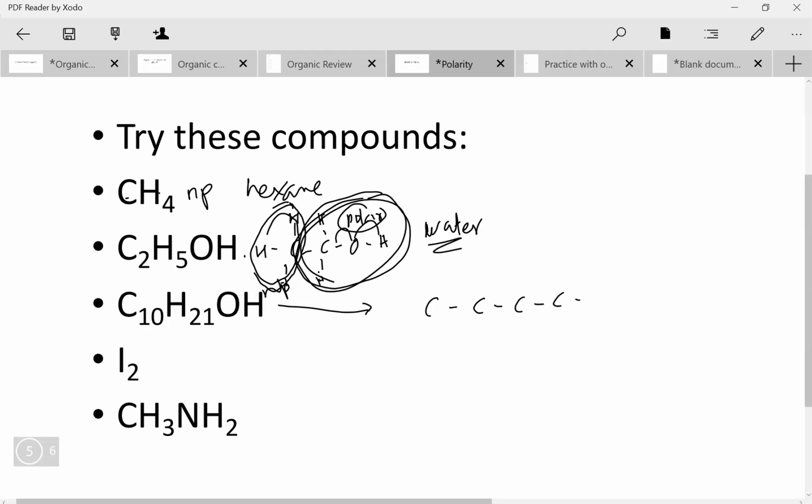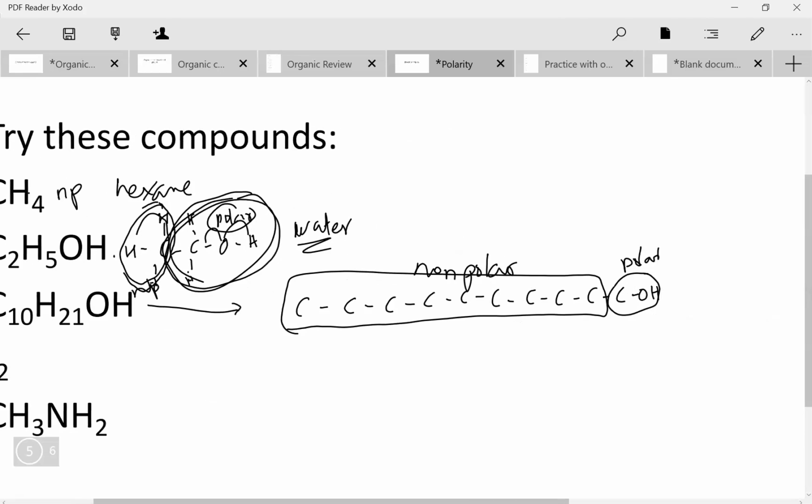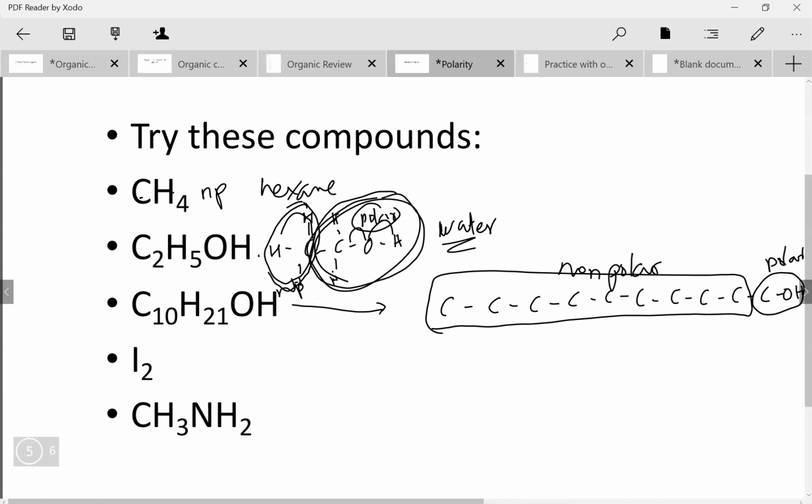This is C10H21OH, with ten carbons. This part here is polar because it has a carbon-oxygen bond and an oxygen-hydrogen bond, but all this part here is nonpolar. This nonpolar part is very much bigger than the polar part, so it kind of trumps the polar part. So the compound as a whole will dissolve in hexane, a nonpolar solvent, because the nonpolar part is bigger. I2, we saw that any two identical atoms is nonpolar, and therefore this will dissolve in hexane.